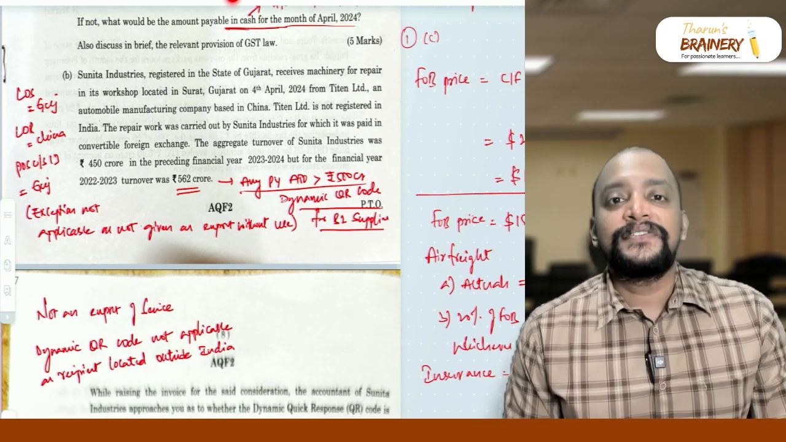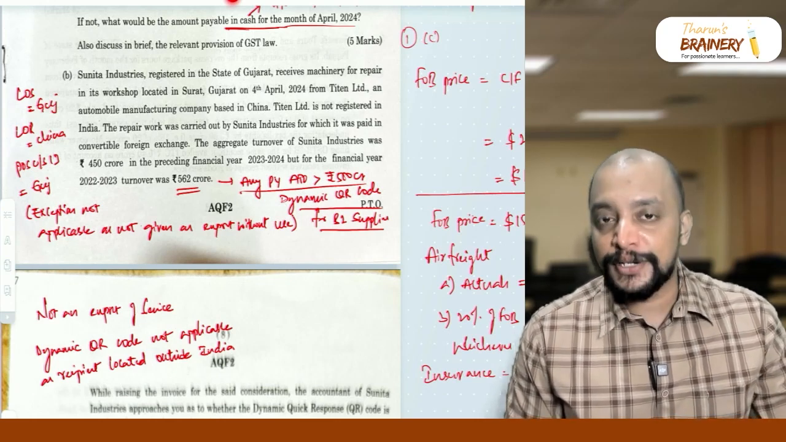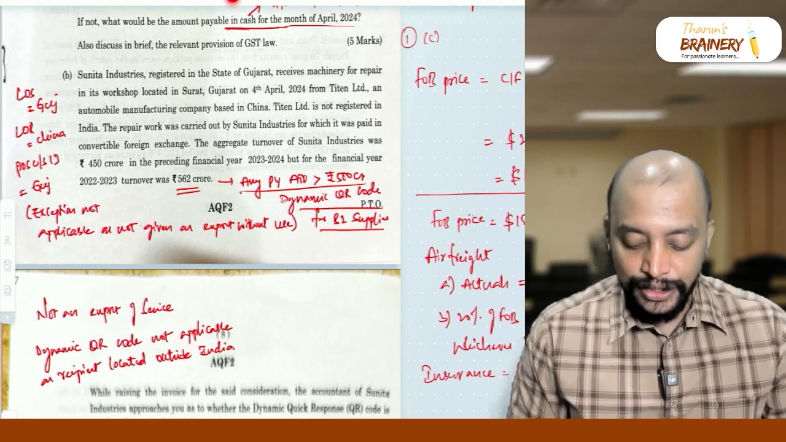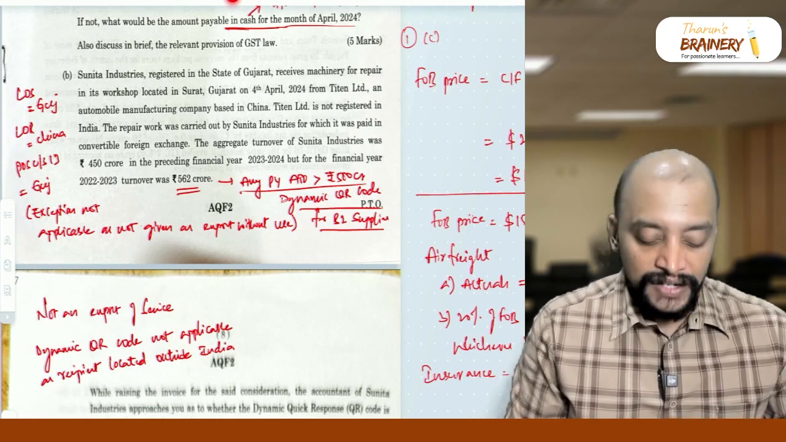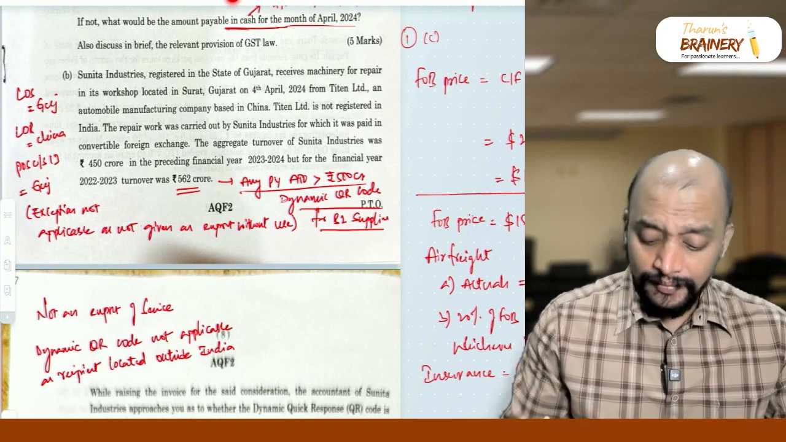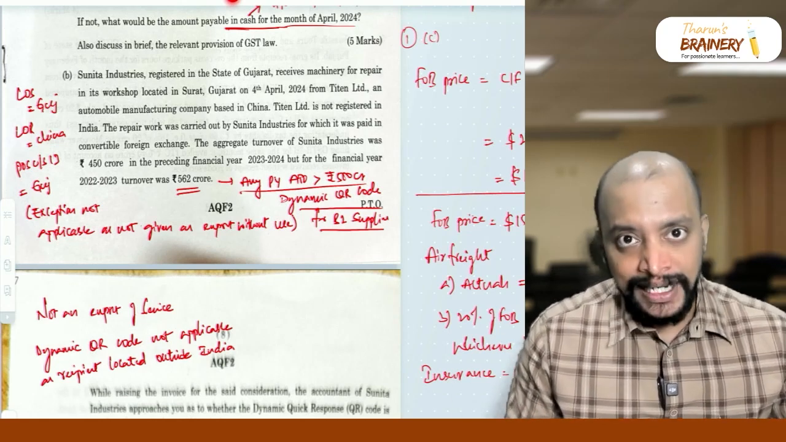So for that reason, we will take the location where the service is actually performed. The location where the service is actually performed is Gujarat. Exception not applicable as it is not given as export without use. So it is not an export of service, because the place of supply is in India. As it is not an export of service, e-invoice is not applicable in this case.